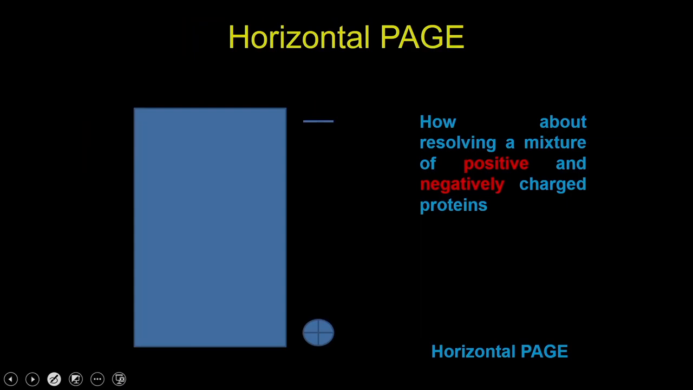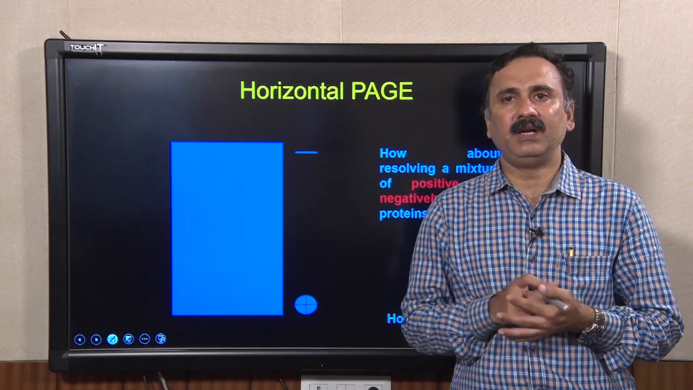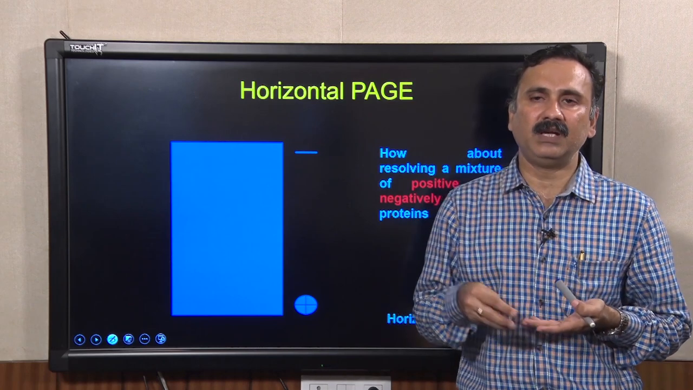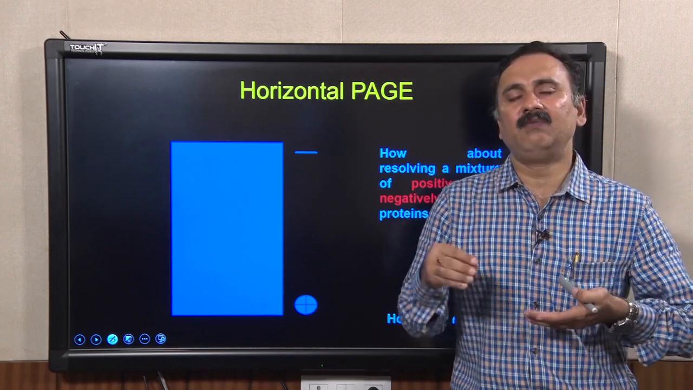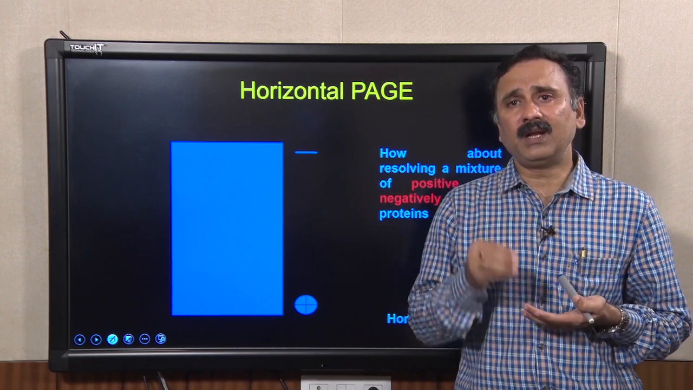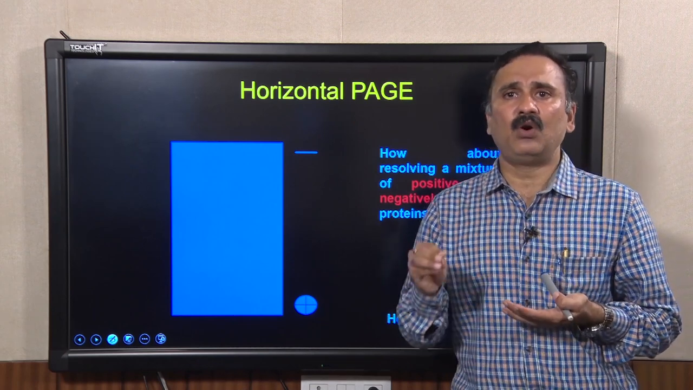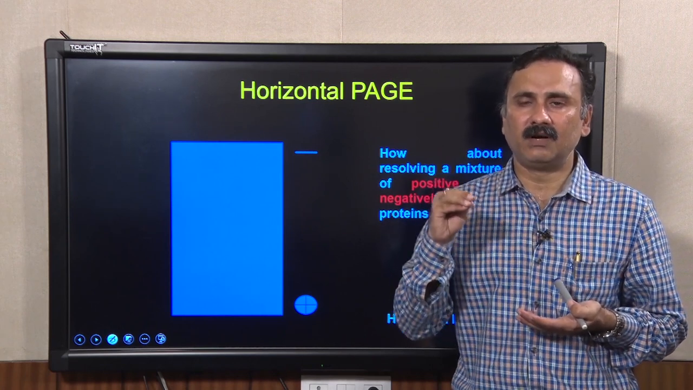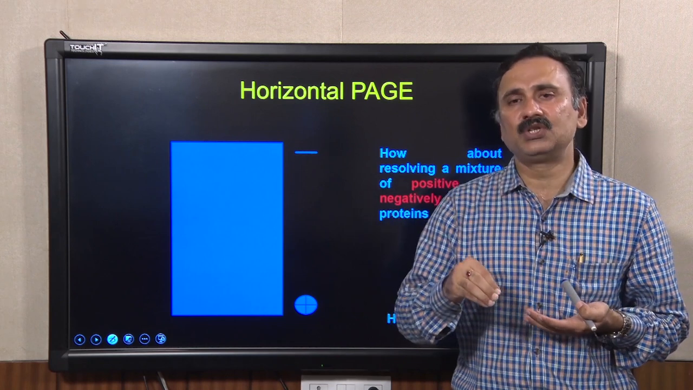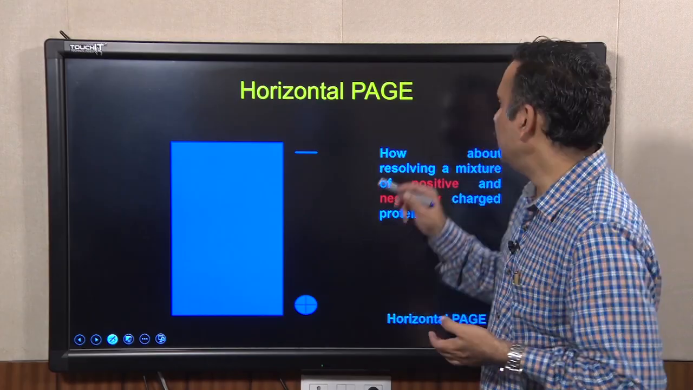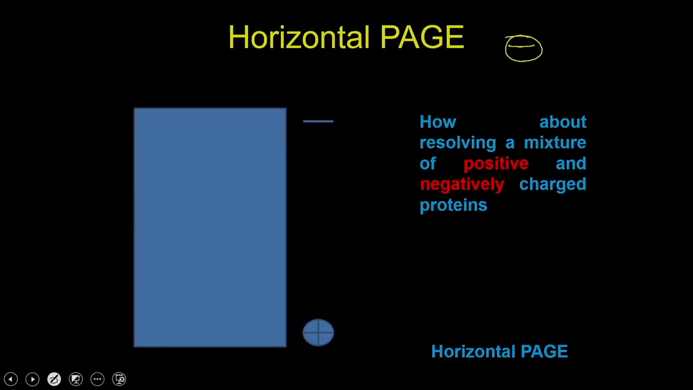Now, we have discussed the native PAGE, the SDS PAGE, the agarose and acrylamide gels, and we have also discussed two-dimensional gel electrophoresis. The limitation of the native PAGE is that it is always governed by the intrinsic charge of the particular protein, which means if the protein is negatively charged, it is going to run as per the negative charge.